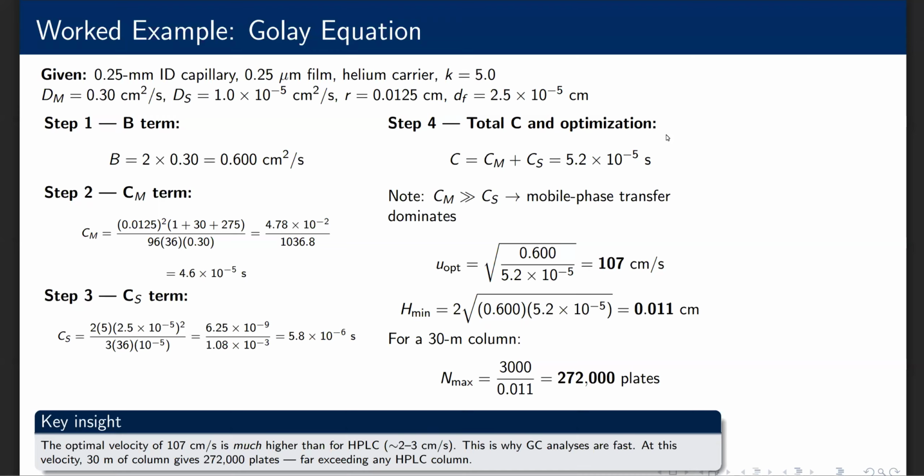The optimal velocity comes out to 107 centimeters per second, which is enormously faster than HPLC's typical 2 to 3 centimeters per second. This is the direct consequence of fast gas phase diffusion. The minimum plate height is only 0.011 centimeters, giving 272,000 theoretical plates on a 30-meter column. Compare that to about 25,000 plates on a typical HPLC column. This extraordinary efficiency is why GC can separate very complex mixtures like petroleum products.